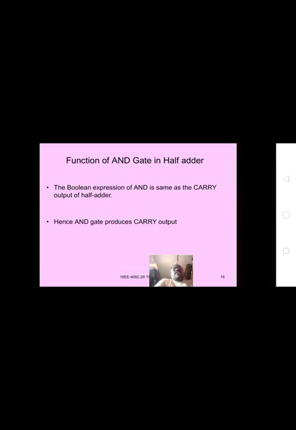Function of AND gate in a half adder. The Boolean expression of AND is same as the carry output of half adder. Hence AND gate produces the carry output. Simple thing, that is the Boolean expression of AND gate is same as that of the carry output of the half adder.